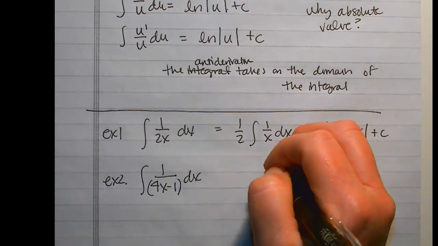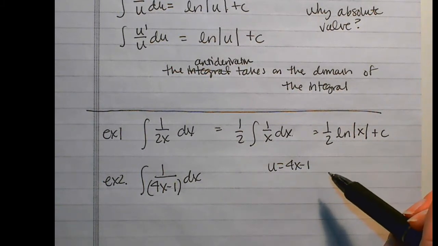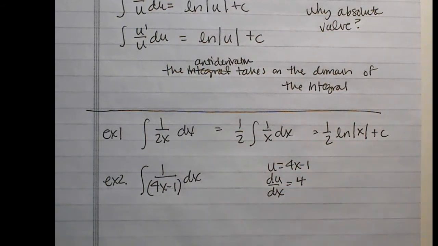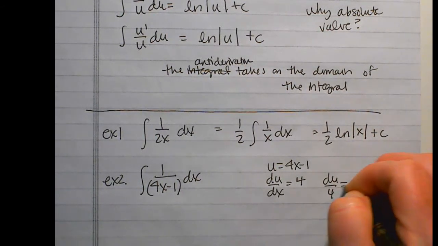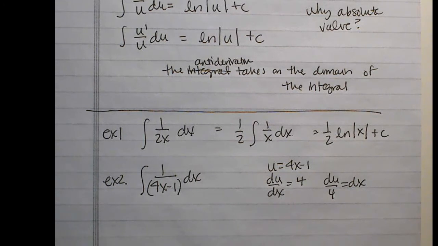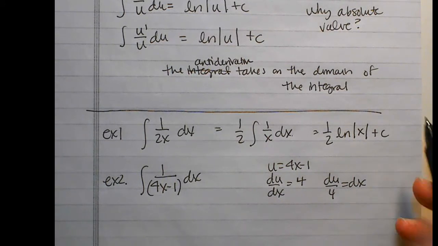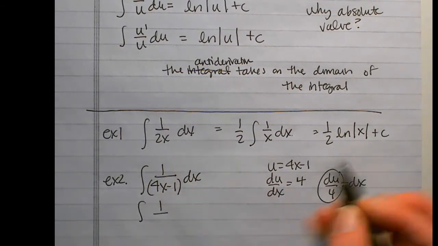Because if I make it 1 over u, I know I can do natural log. So if I say u equals 4x minus 1, it's chain rule, okay? It's going to have some derivative because du over dx equals 4. Derivative of 4x minus 1 equals 4 plus 0. And so if I rearrange this guy, I'm going to have du over 4 equals dx. I haven't written all the rearranging, but are y'all okay with this if I do it in my head?